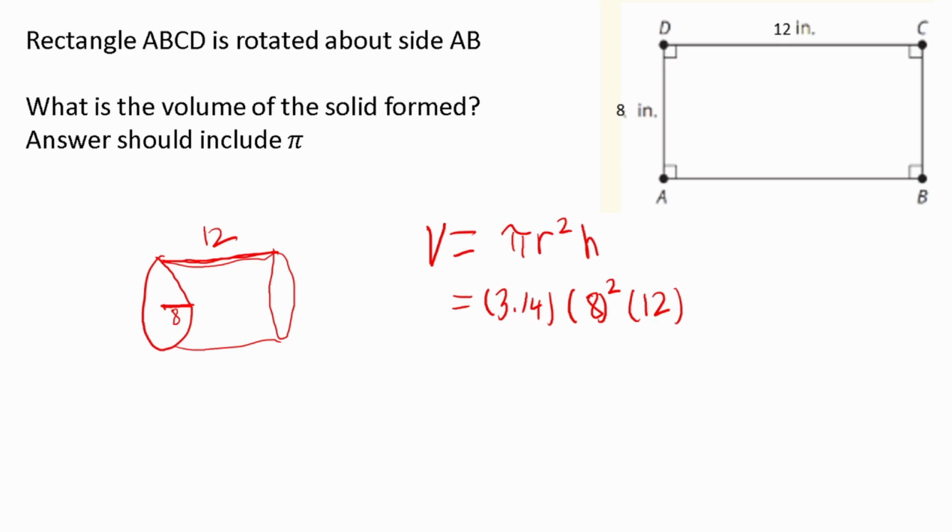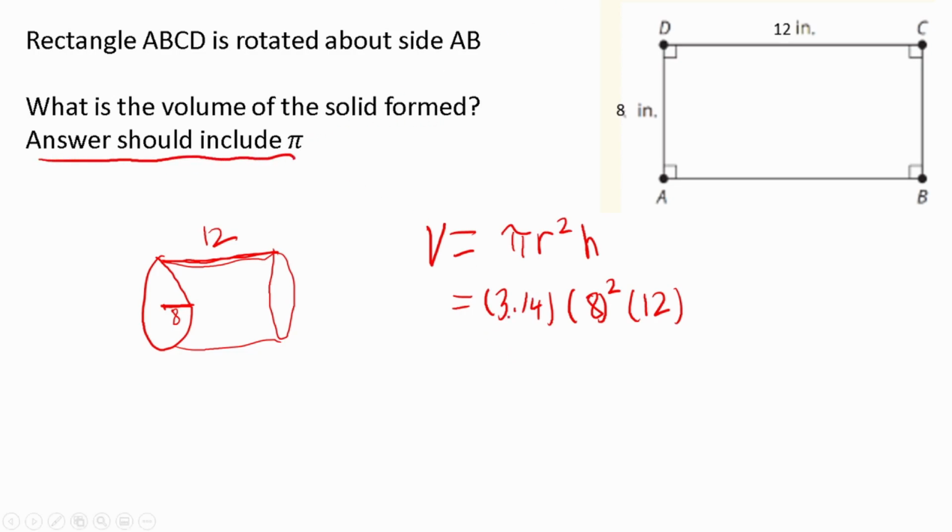And once again, remember, Desmos.com, scientific calculator, the best tool that you could use, because we could type this right in, 3.14 times 8 squared times 12. And that's going to give me 214. Oh, just kidding, guys. I forgot to read this last part here. Right here, the answer should include pi.